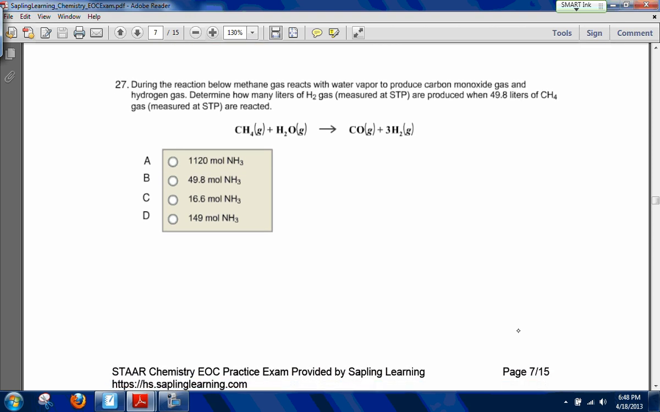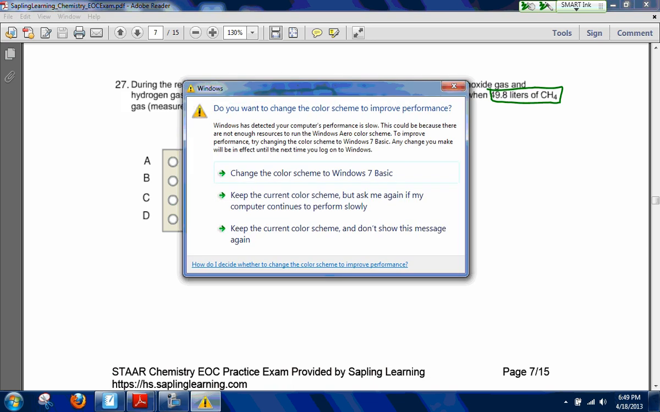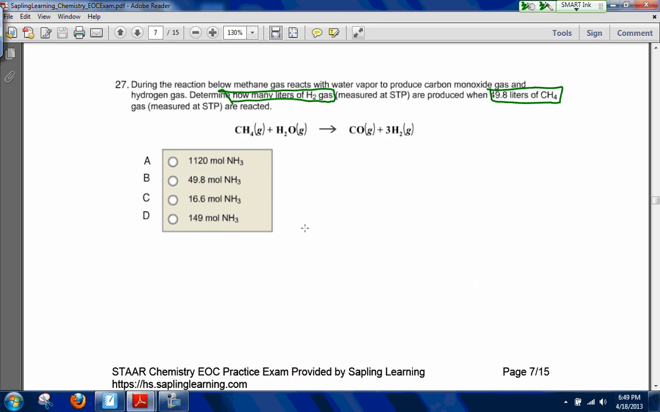Number 27, during the reaction below, methane gas reacts with water vapor to produce carbon monoxide gas and hydrogen gas. Determine how many liters of H2 gas measured at STP are produced when 49.8 liters of CH4 gas measured at STP are reacted. Okay, this is another stoichiometry problem. Since it's a stoichiometry problem, and this is a timed test, and we know that there are problems that can arise in stoichiometry problems, this would be one of the questions that we save until the end. So we're going to skip it and come back.